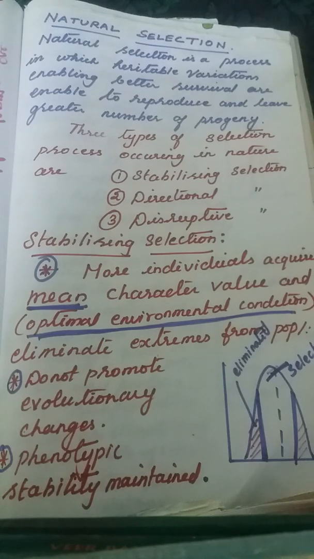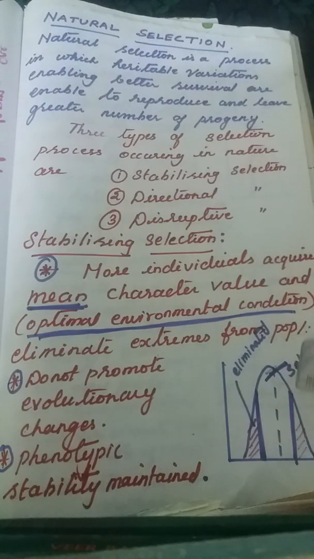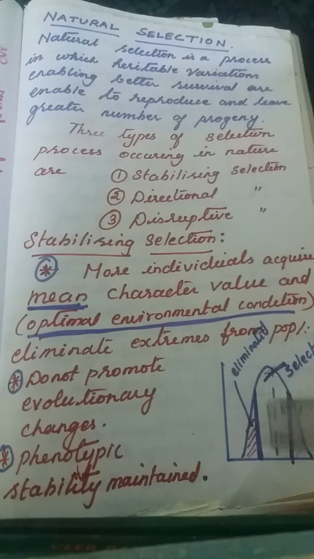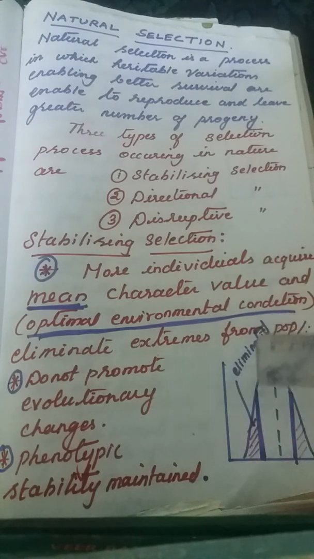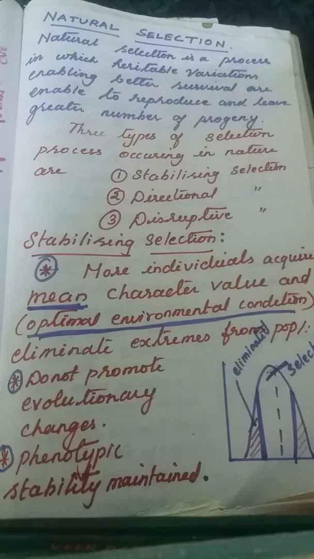What is stabilizing selection? More individuals acquire the mean character value and are selected. In this population, the organisms which have the mean characteristics are selected, whereas the organisms found in the extreme parts are eliminated. See here, these two are eliminated, and those found in the middle with mean characteristics are selected.